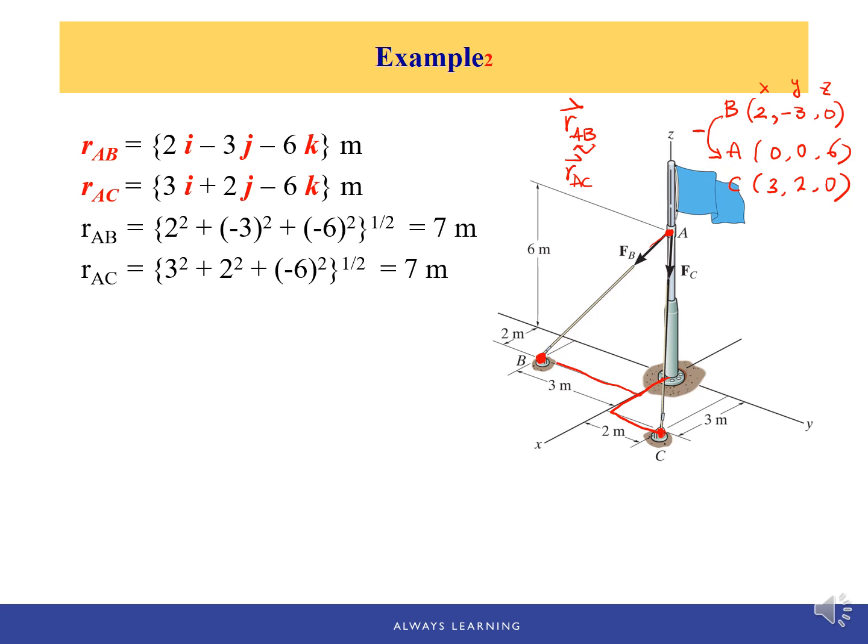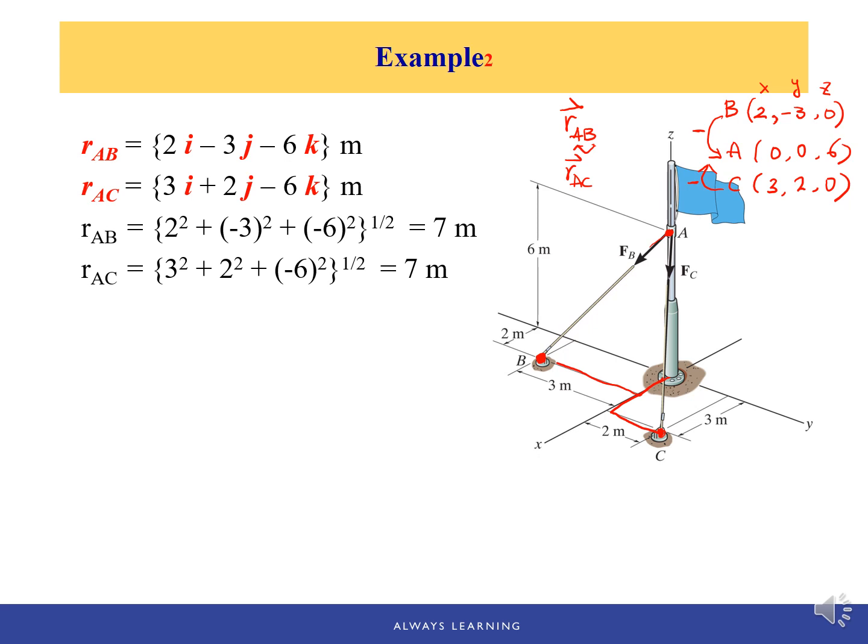And same idea, RAC will be C minus A. Okay, so the direction is important. Do not use the coordinates of A minus coordinate of C. So coordinate of C minus A, so you have 3, 2, -6 as the position vector components respectively.